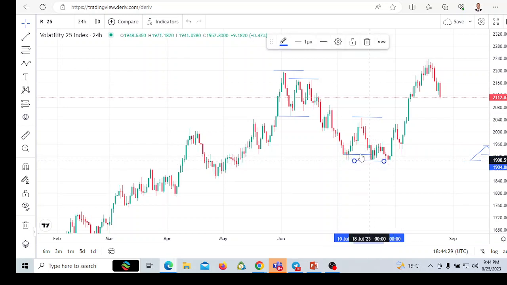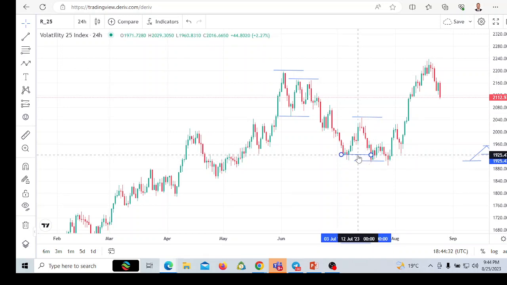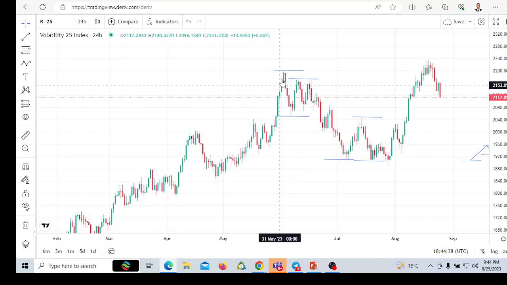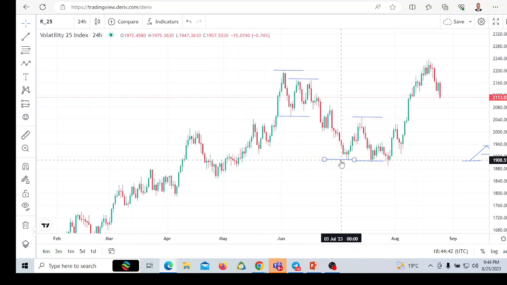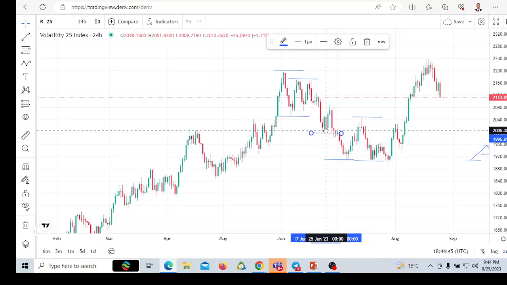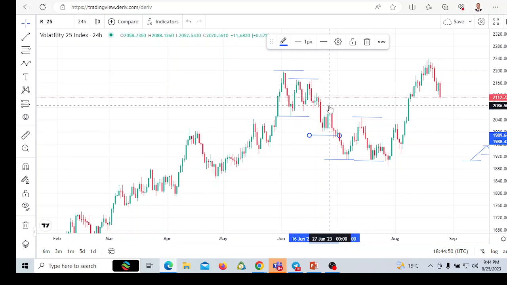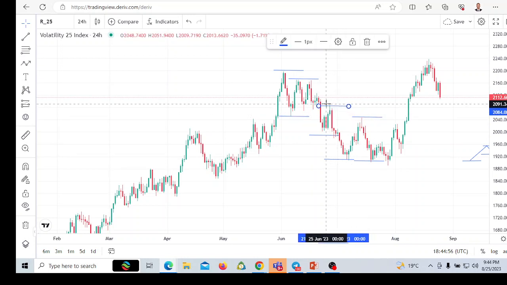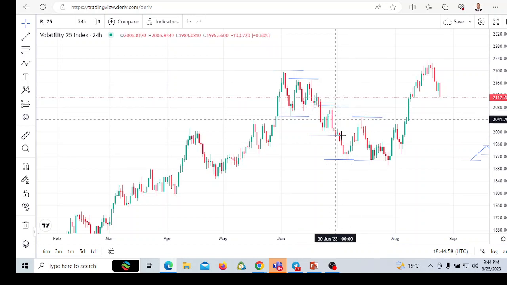Okay, that's okay. So let me show you something. So this is one range, this one. Then this one, this is wrong. Sorry about that. Then price gave us this. This one is the second range. Then this one is the third one. Yeah, this is the third range from here to here.